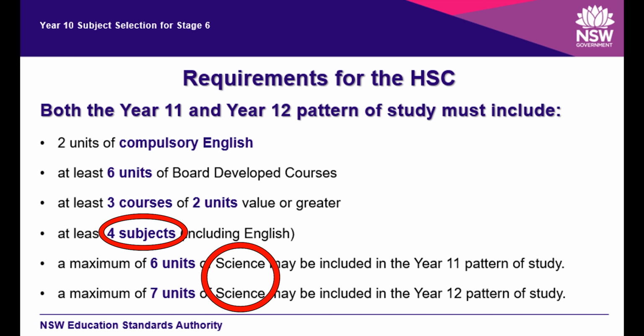Here we have a course, so you must study at least 3 courses that have a value of 2 units or more. And that is just to mean that you can't study 12 1-unit courses. You have to have at least 3 courses that are 2 units or higher.